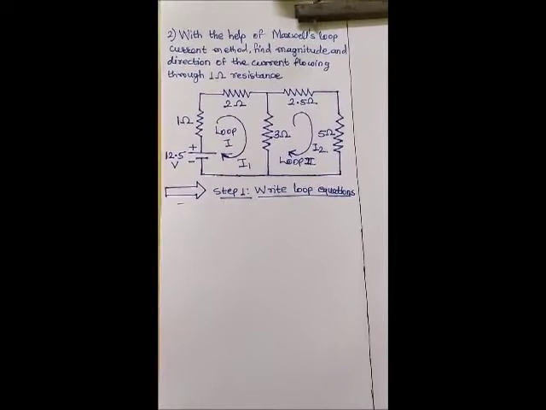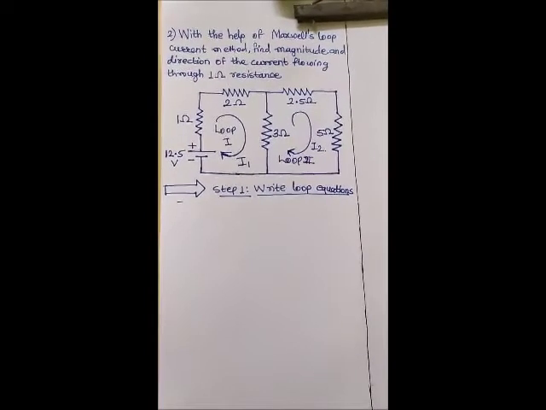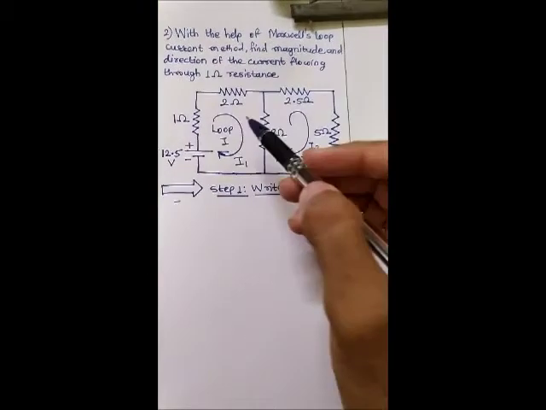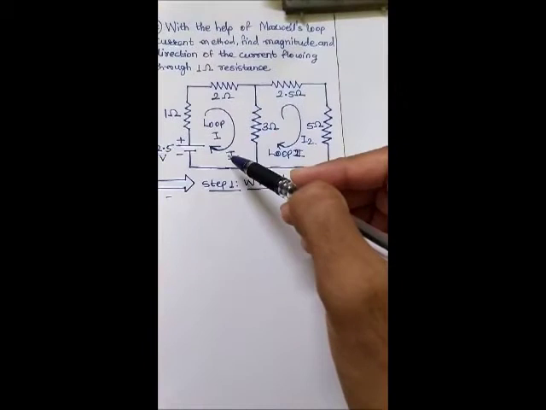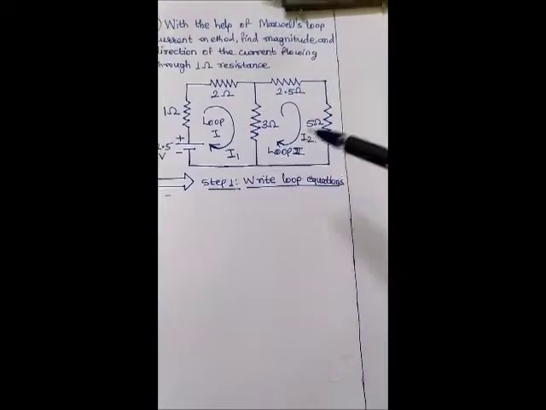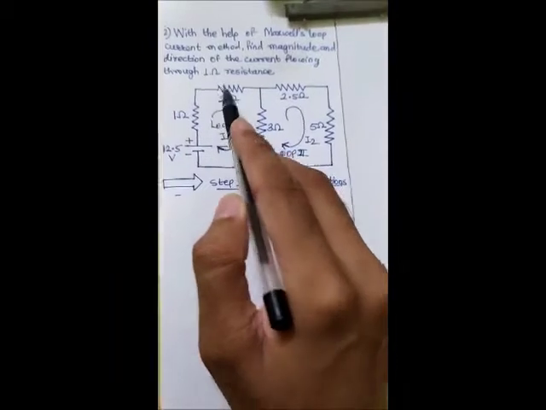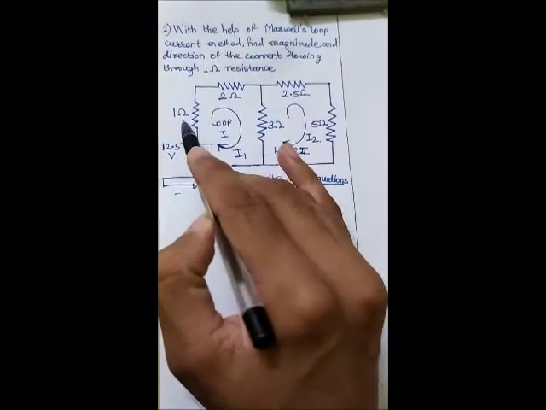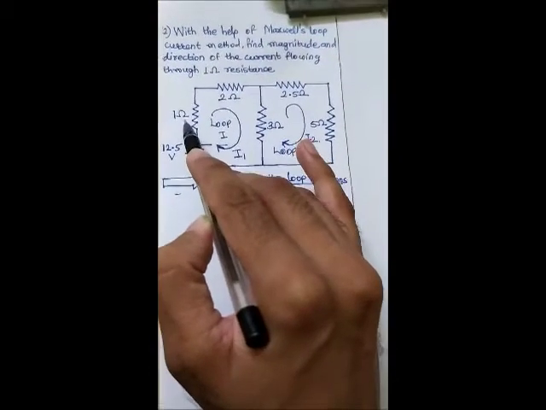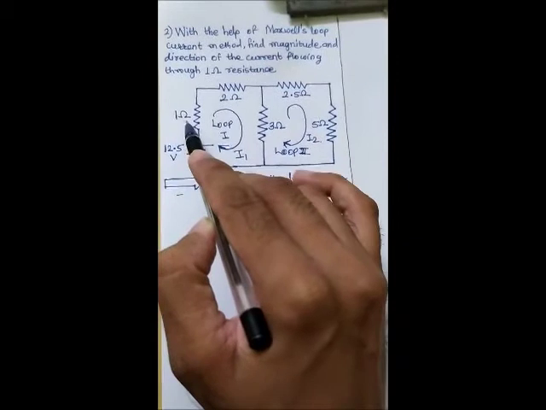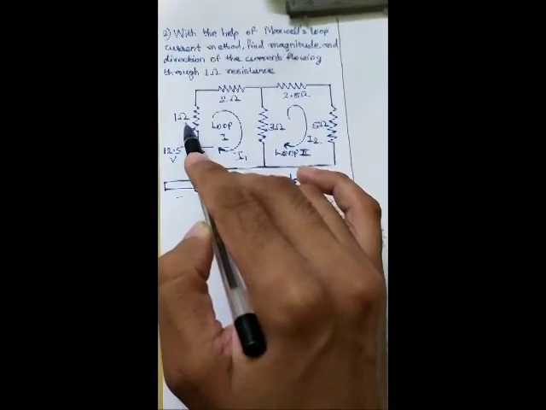and the given circuit is this one, having the direction of loop 1 and loop 2. This is the direction of loop 1 having the current value of I1, and this is loop 2 having the current value of I2, and we have to find out the current flowing through 1 ohm resistance. That means this resistance, we have to find out the current flowing through this resistance using Maxwell's loop current method.